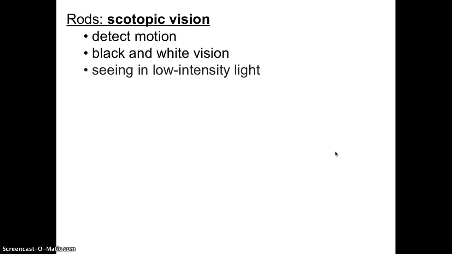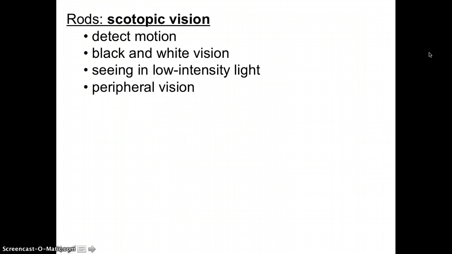Rods are responsible for what we call scotopic vision. That's when we detect motion, when we see in black and white, when we see in low intensity light, so at nighttime or when you're looking in your closet. And they are responsible also for peripheral vision. So peripheral vision and motion kind of go together.